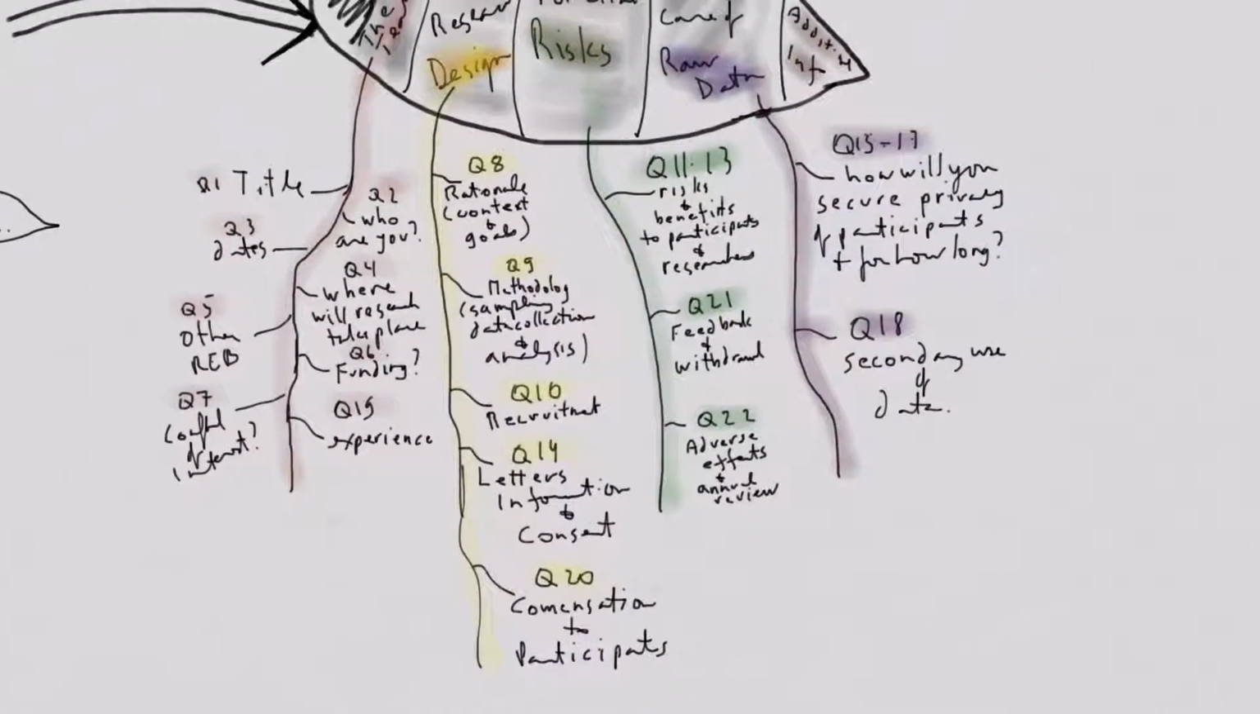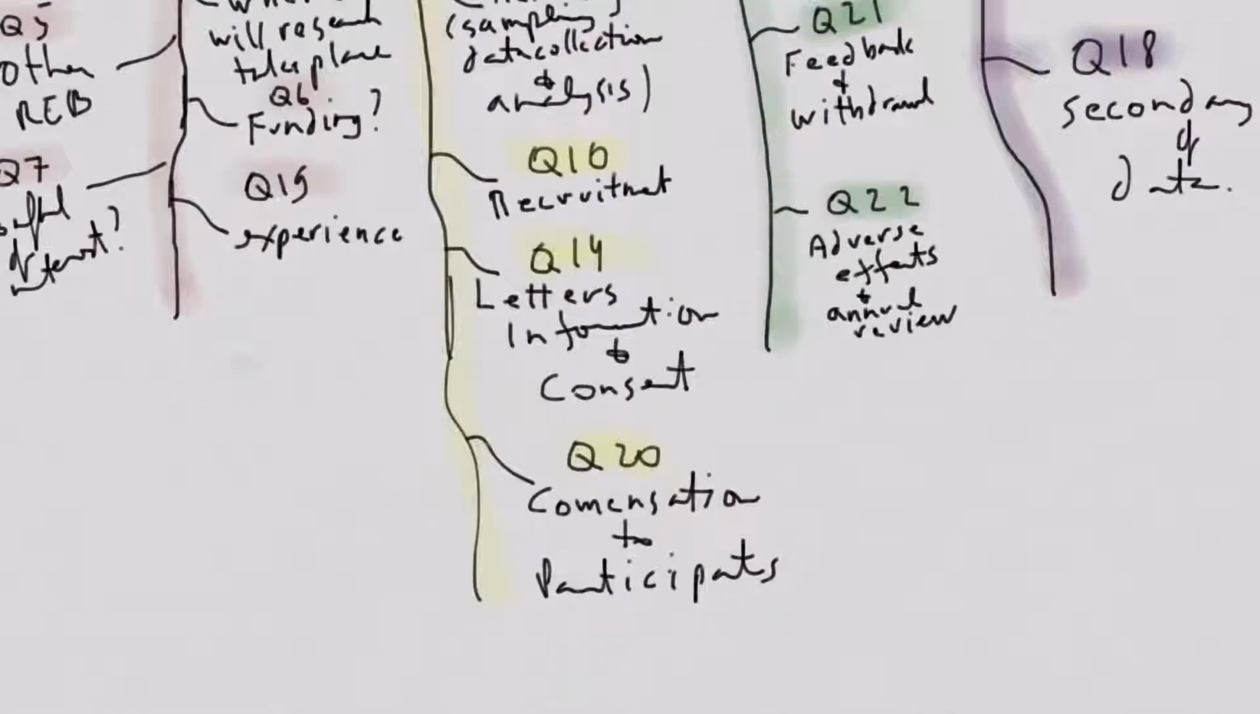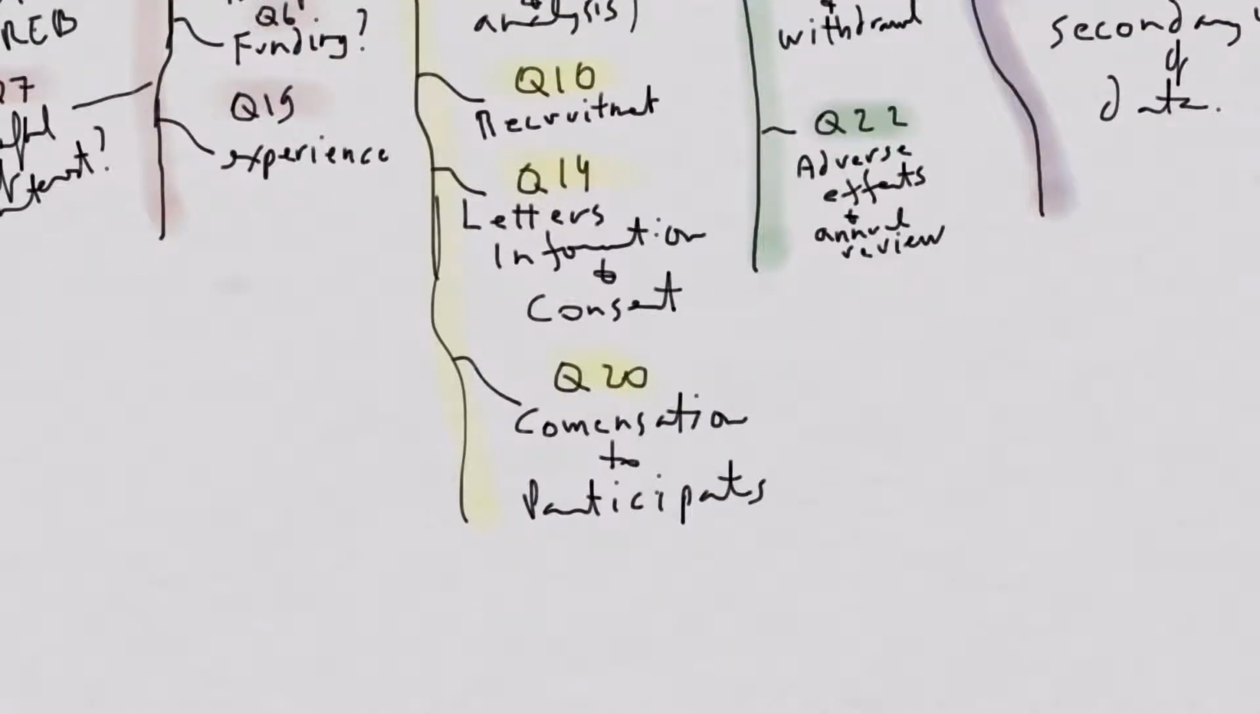Research design. We talked about research design. Within research design, you have rationale, methodology, recruitment, and letters of information and consent, which are really, really important. Again, those are attachments at the end of the application. And compensation, which I spelled wrong, which I can correct.